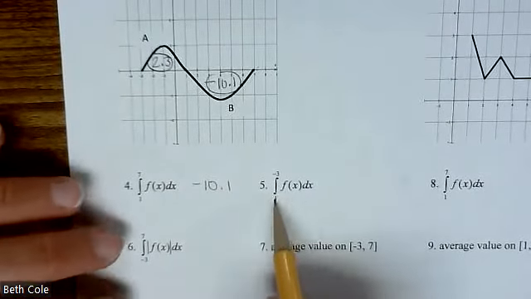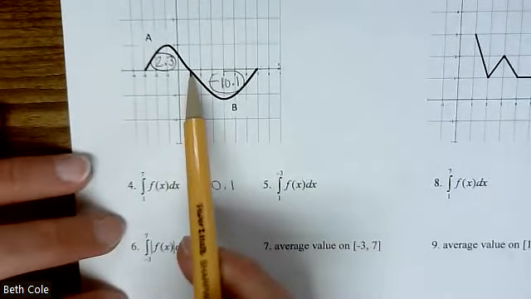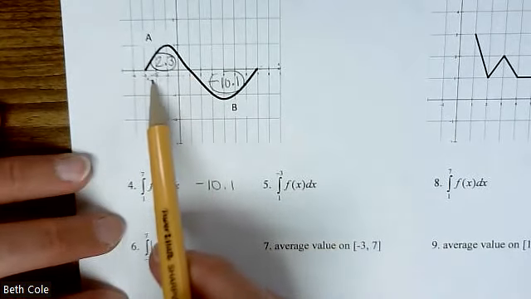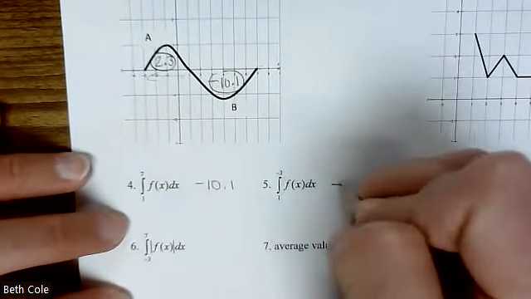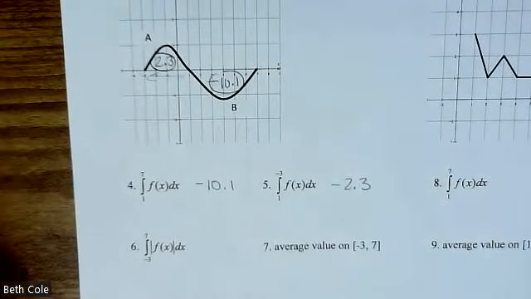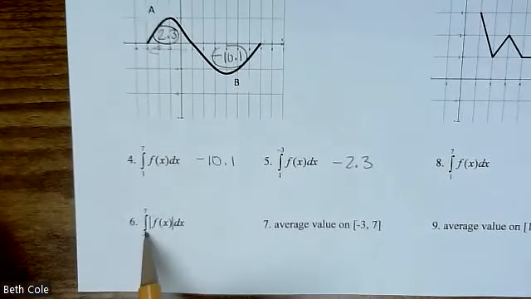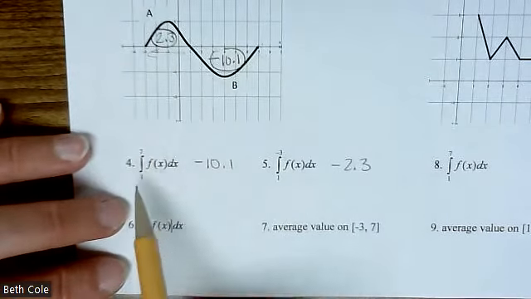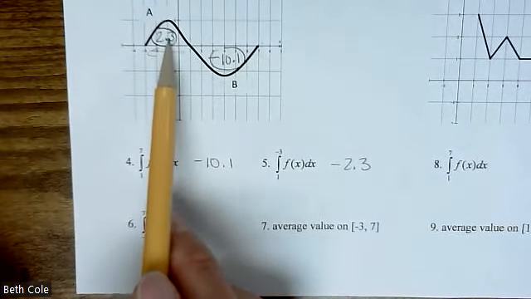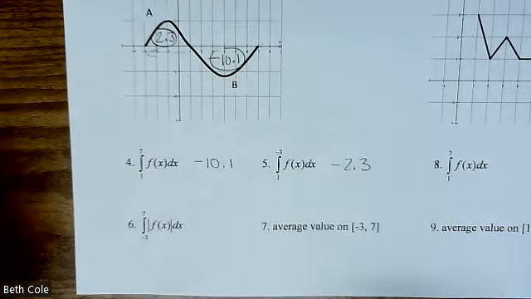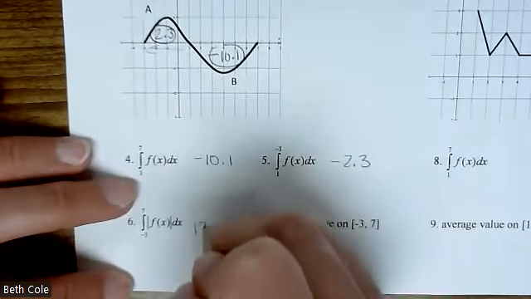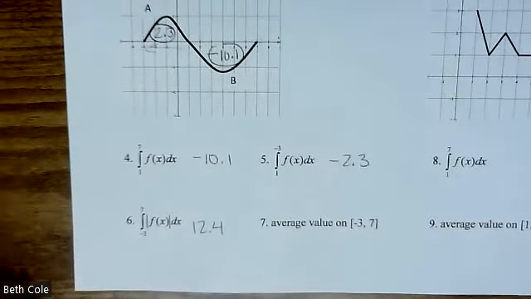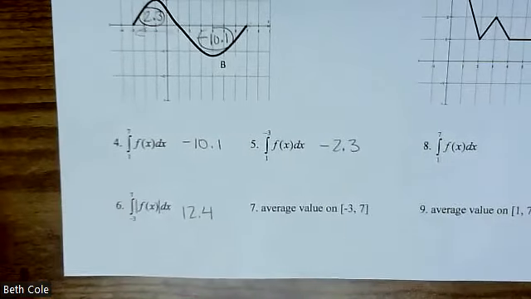All right, from 1 to -3. Now look, from 1 to -3 means you're going backwards. So -2.3. From -3 to 7, but absolute value. So you want the whole thing, but you want to treat it all like it's positive. So it'd be 2.3 plus 10.1. That'd be 12.4. And then the last one is the average value.